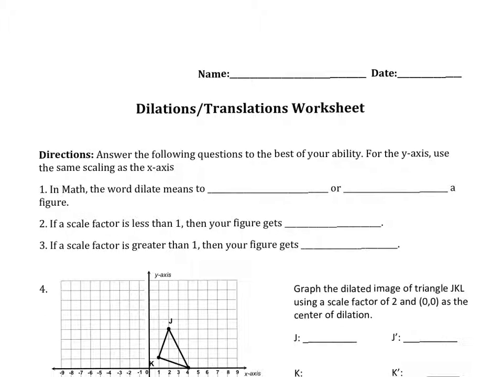So, number one, in math, the word dilation means to enlarge or reduce a figure. Enlarge simply means to make it bigger. Reduce means to make it smaller. Number two, if a scale factor is less than 1, we know that the figure gets smaller. And finally, number three, if the scale factor is greater than 1, then the figure gets bigger.